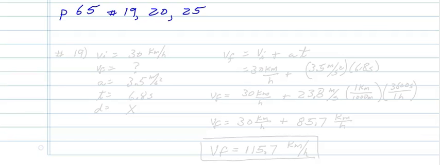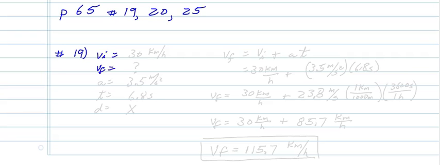Assignment number 4, problems 19, 20, and 25 on page 65. Problem 19. A bus that is traveling at 30 kilometers per hour speeds up at a constant rate of 3.5 meters per second squared. What velocity does the bus reach 6.8 seconds later?